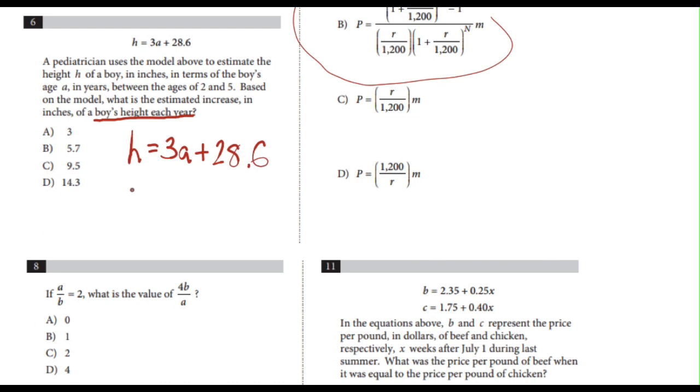If I go back to my explanation a few questions ago, this is a y equals mx plus b question. B is our starting amount. So this means that 28.6 is how tall the boy is initially. Then the number in front of our variable, 3, represents how much the boy's height increases each year. A represents the number of years. So it's evident that 3 is by how much the boy increases each year, which will be A.